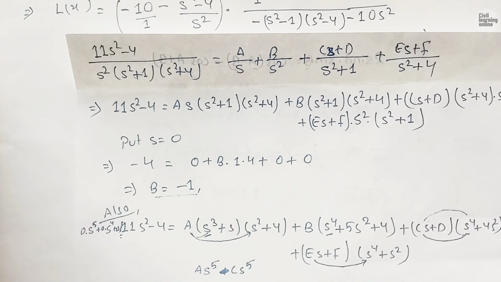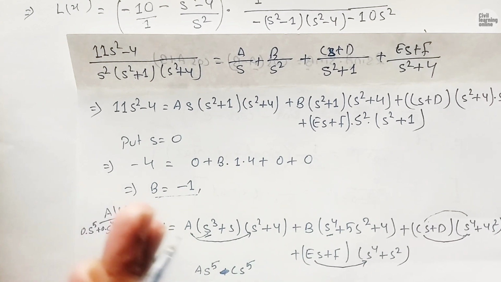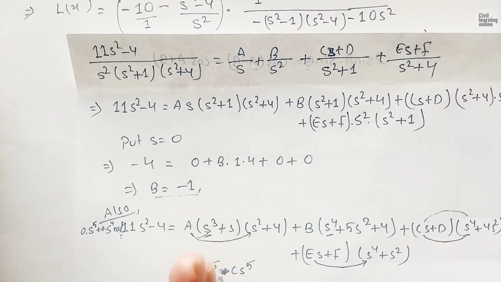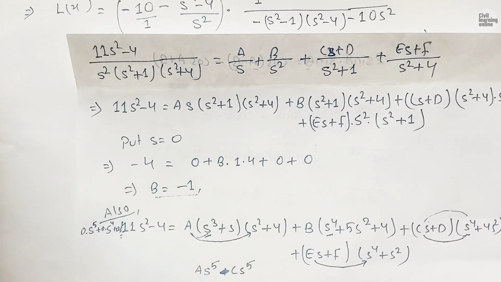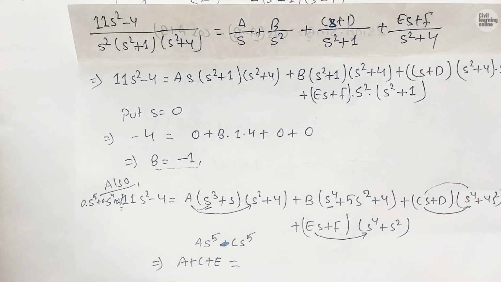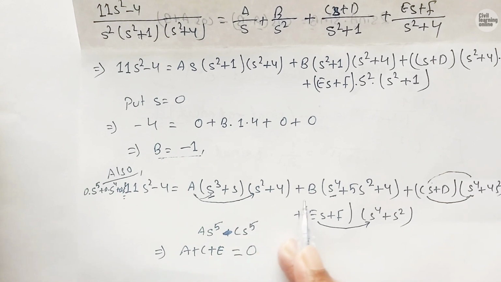So we can write it as a plus c plus e equals to, and we will compare on the other side of the equation. This is the concept which I have discussed in my lecture on partial fraction. You should watch that lecture series also. So we will have a plus c plus e equals to 0.